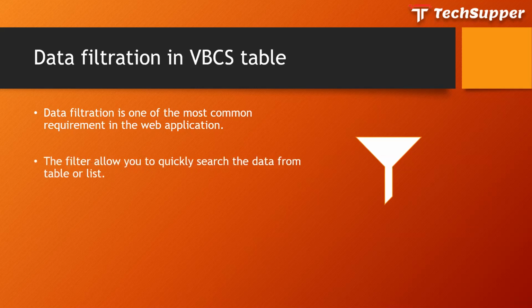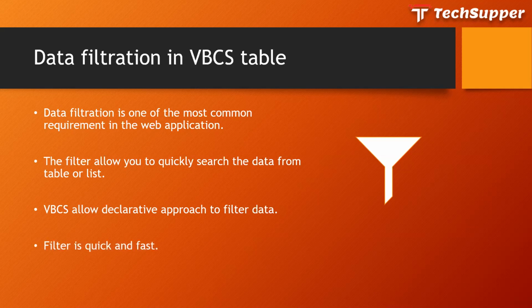Such a requirement we are going to meet in VBCS today, and this filter allows you to quickly search the data from the table or list. If we have a table or a list and you want to search on it, we can do that. VBCS allows a declarative approach to filter data. Declarative approach means everything is out of the box. We just need to drag and drop some activity which will help us filter data from a table or a list. There is no coding involved. We don't require any HTML, JavaScript, or CSS code to filter the data. It is very quick and very fast.